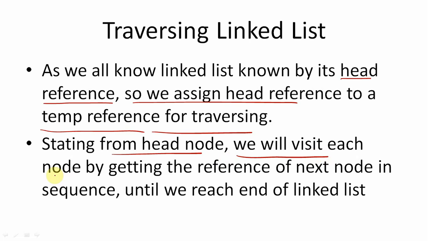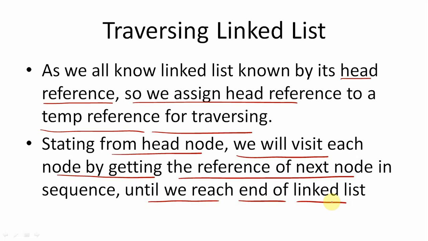So what we are doing here for traversing, we are assigning the head to the temp. Head and temp now both refer to this particular first node. On each iteration, we update the temp by the temp node's next reference. Now updating the temp means temp is referring to the next node.